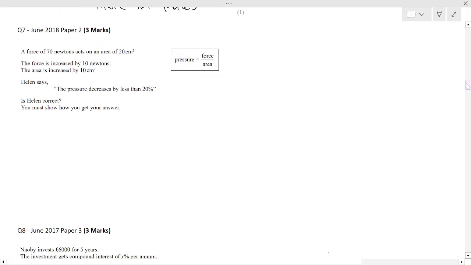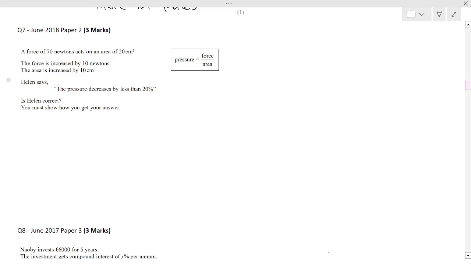Okay, so this one now is on about pressure, force, and area. So we are given a force of 70 and an area of 20. Immediately then I can compute the pressure, but I'm going to read the question first. The force is increased by 10 and then the area is increased by 10. And then Helen says the pressure decreased by less than 20.